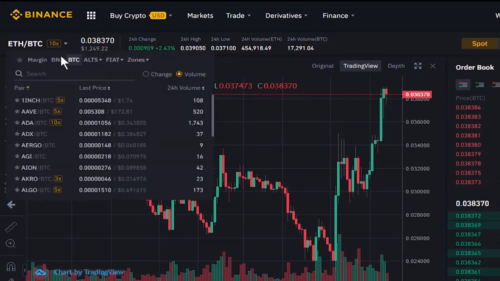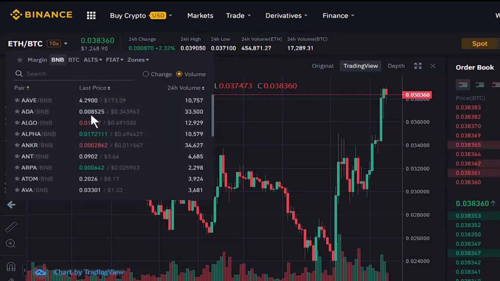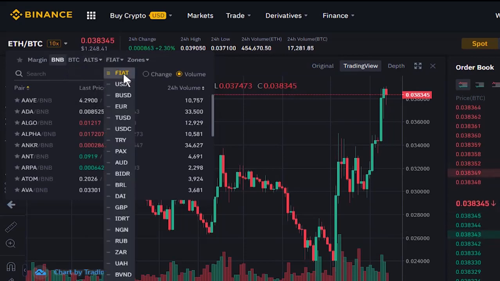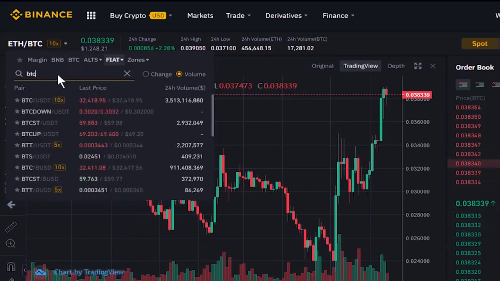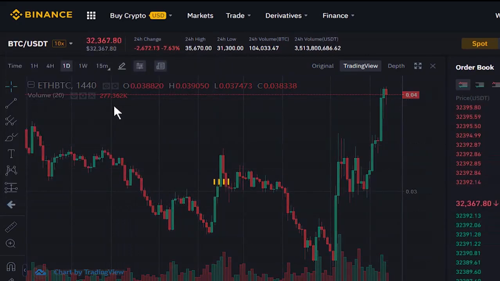And below that, you can see how much its dollar equivalent is. Or you can select BNB, the Binance coin, and this is the list of the coins that you can trade in terms of BNB, or you can filter based on other altcoins. Here we continue with BTC to USDT, Bitcoin to Tether.